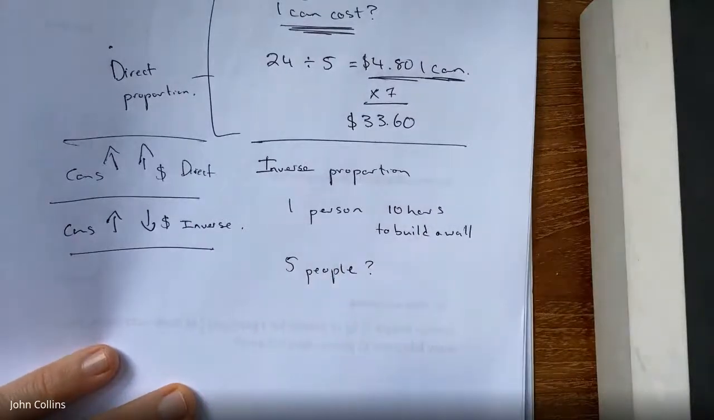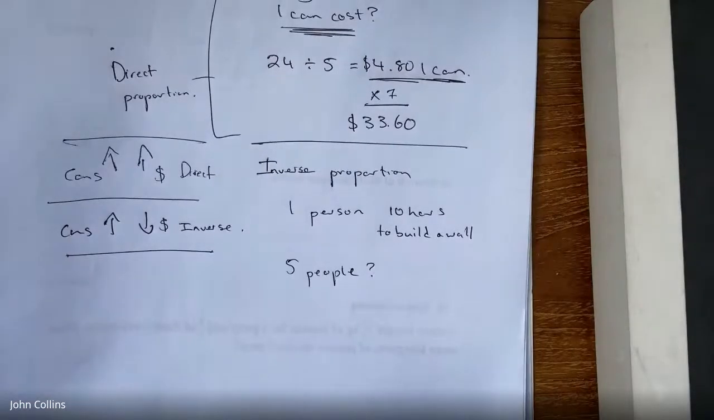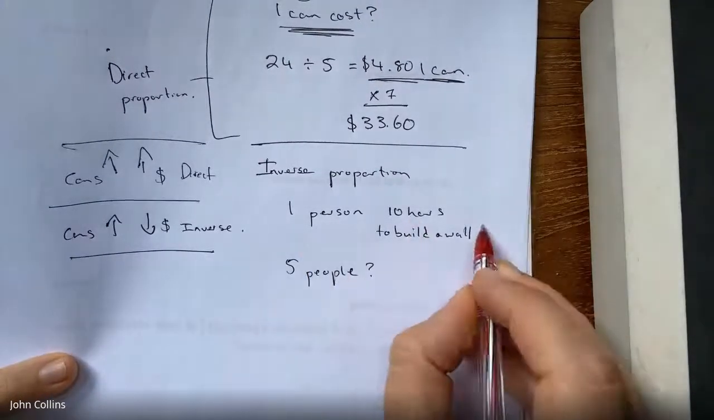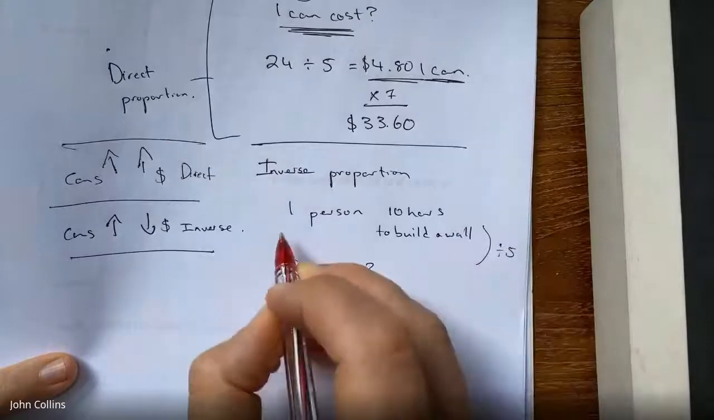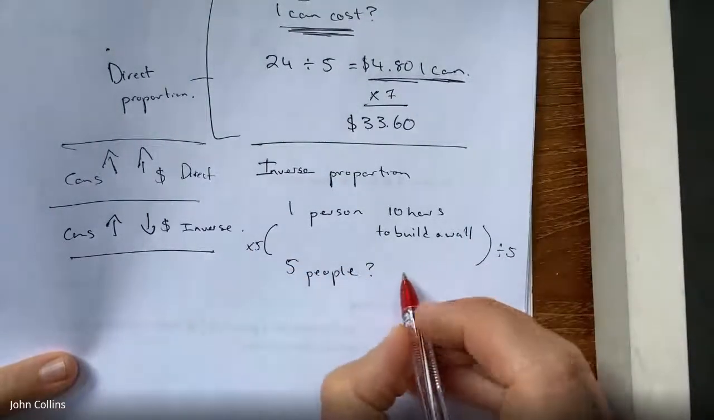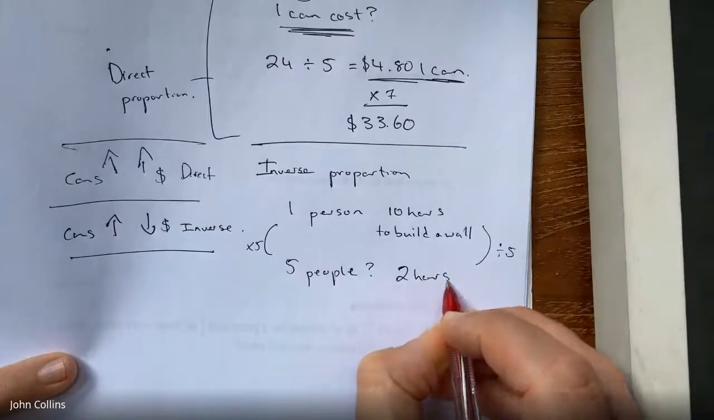Is it going to take them 50 hours to build the wall? No. As one goes up, the other goes down. The more people you have, the less time it'll take. So it's the opposite, and that's inverse proportion. It's going to be 5 times less this time. So if this is multiplying by 5, the opposite side is dividing by 5, inverse. So it takes 2 hours.